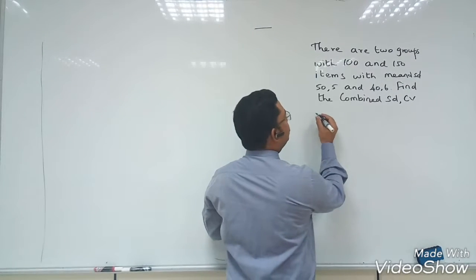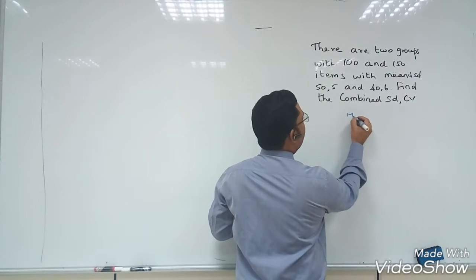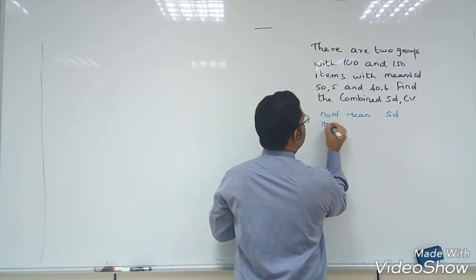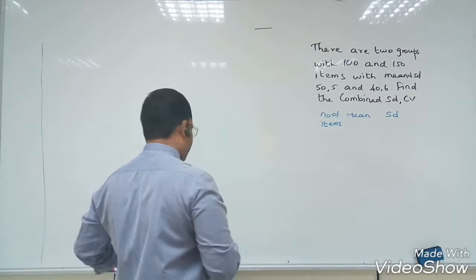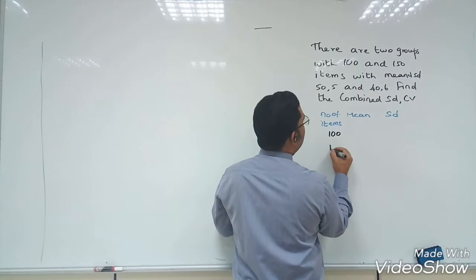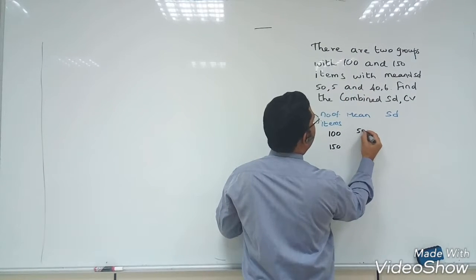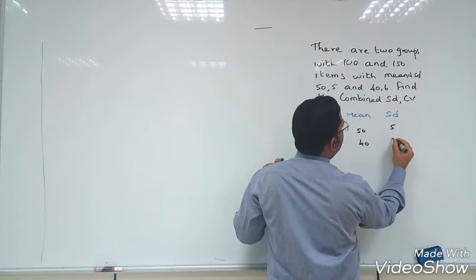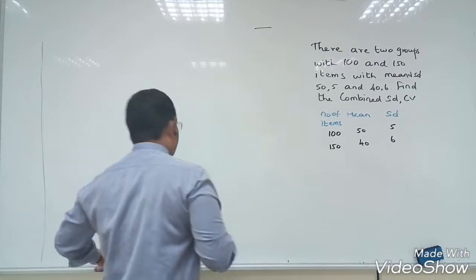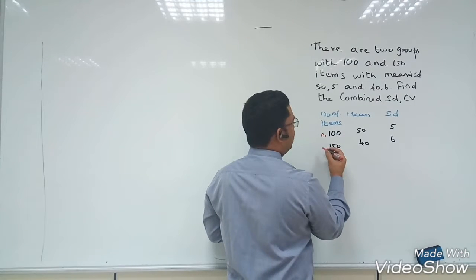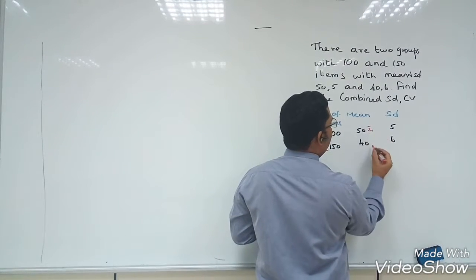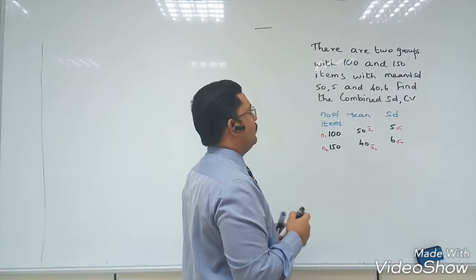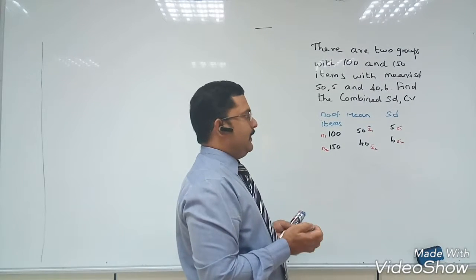Let us tabulate the data: this is the mean, the second one is the standard deviation, and this is the number of items of the data. The first is 100 and the second is 150. The mean of the first item is 50, the mean of the second item is 40, the standard deviation of the first item is 5, and the second item is 6. We notate the number of items as N1 and N2, the means as X1 bar and X2 bar, and the standard deviations as sigma 1 and sigma 2, irrespective of whether it is a population or a sample. Let's go ahead with our calculation.